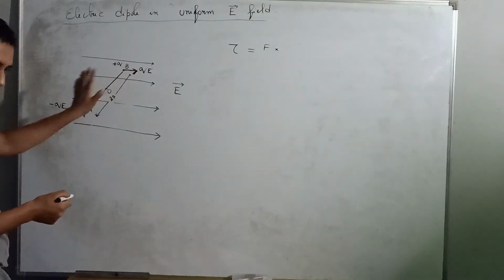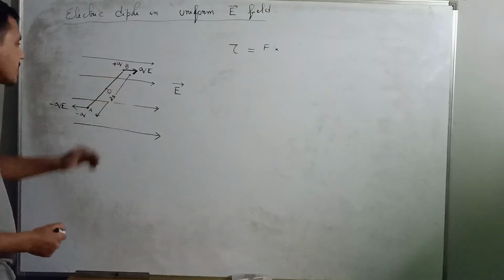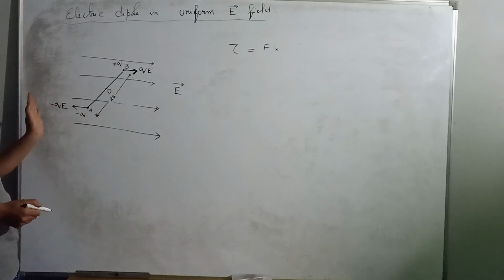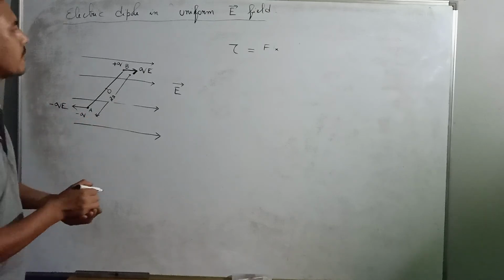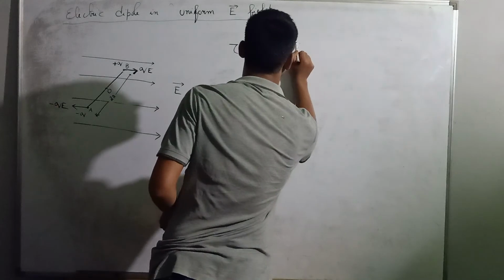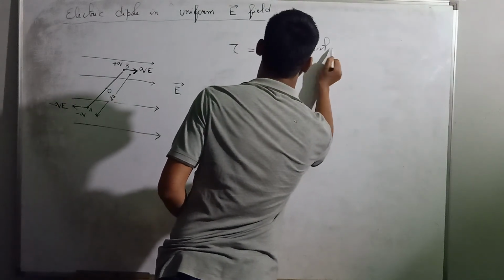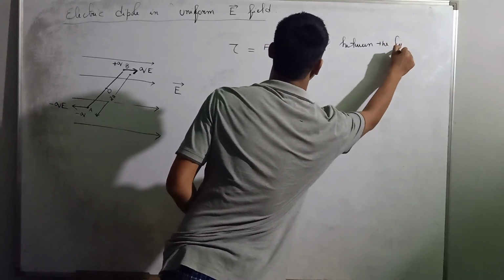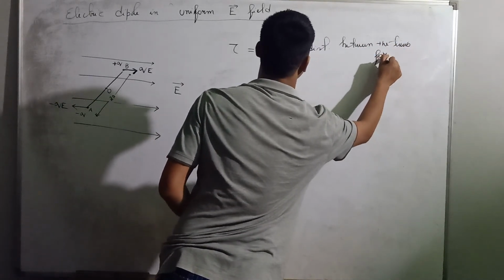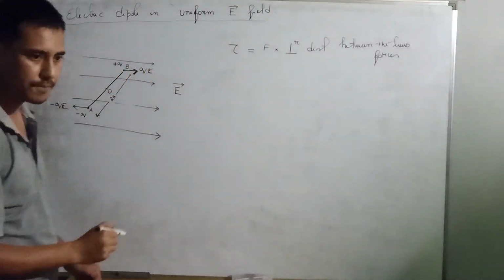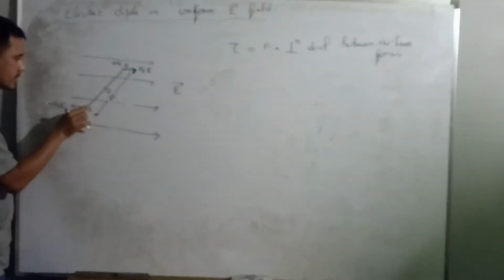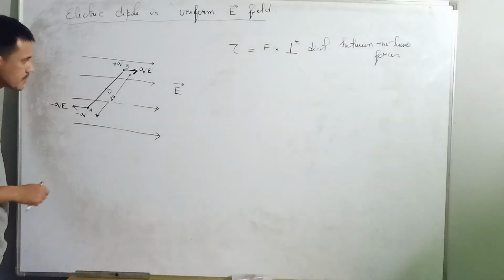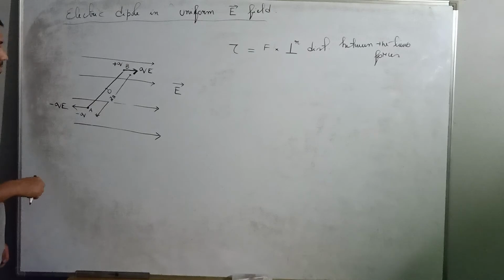Product of either force, the force acting at this point B or the force acting at A, and the perpendicular distance between the two forces. That will be your torque. Now, this distance 2A cannot be the perpendicular distance between the two forces, right? So how do you construct the perpendicular distance?